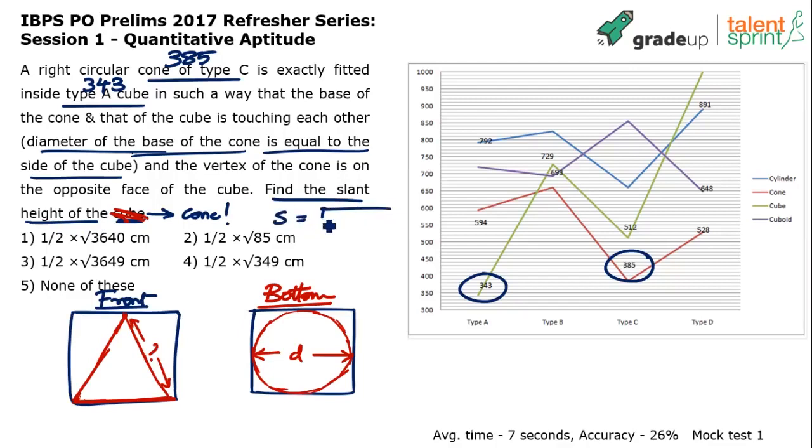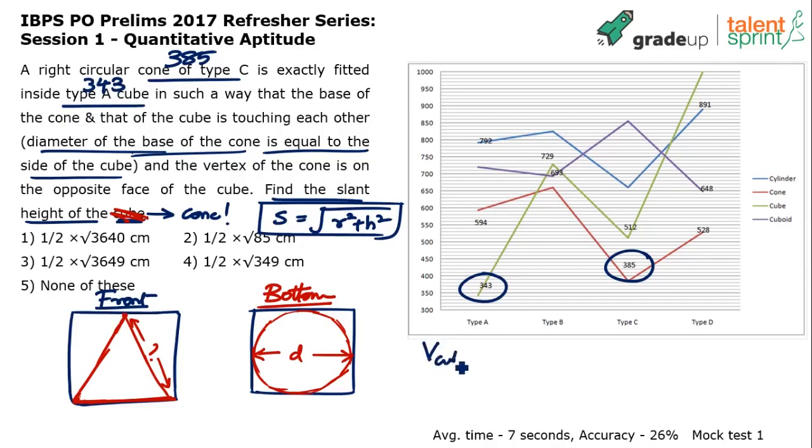Slant height of the cone is root over r square plus h square, where r is the radius and h is the height. Understand, the diameter of the cone is equal to the side of the cube. What is the volume of the cube? Volume of the cube is 343.